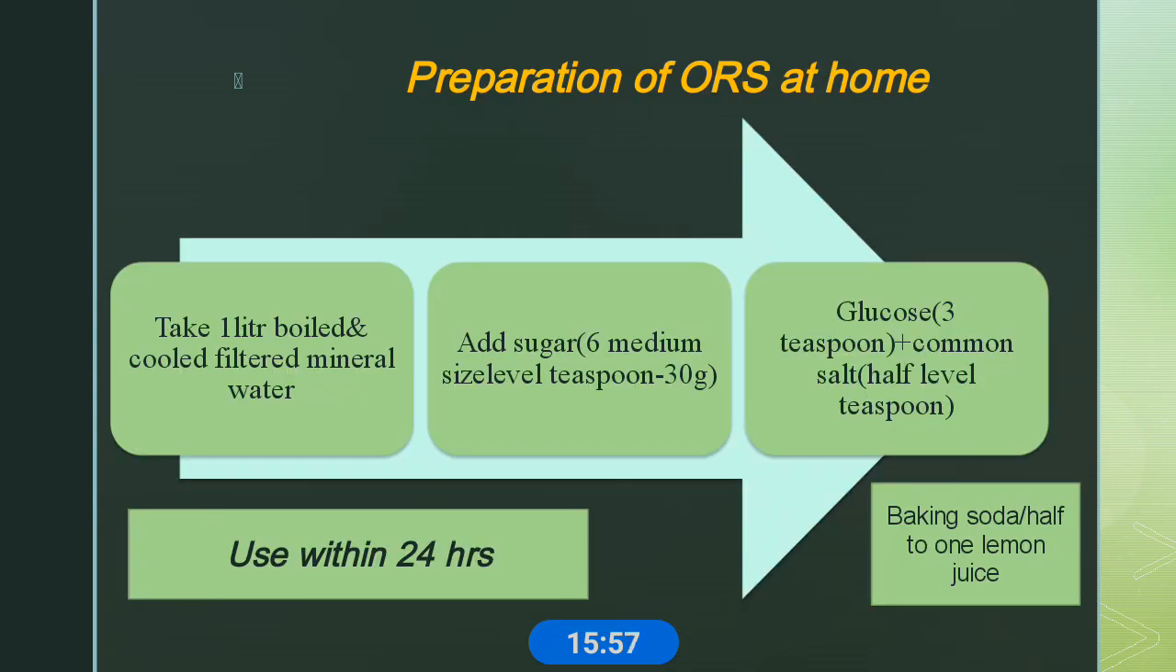Okay. Then preparation of ORS at home. How do we prepare this ORS if you need to prepare it urgently at home? What ingredients are required? First we take 1 liter of boiled and cooled filtered or mineral water, then add sugar, that is 6 medium-size level teaspoons, about 30 gram of sugar, then glucose and common salt. If you like, baking soda or half to 1 lemon juice is also added. This preparation is also used within 24 hours.